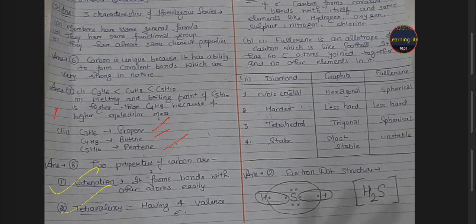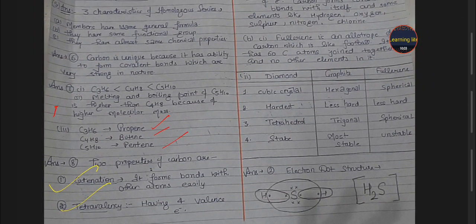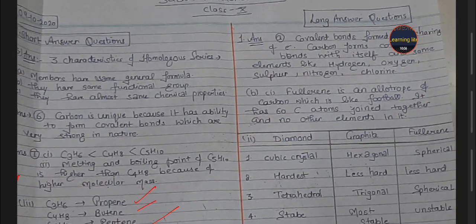Let's move to our long answer questions, students. The first long question given to you: covalent bonds. What are covalent bonds? What is fullerene and what is the difference between fullerene and other allotropes? So first part, what is the covalent bond, student? The bonds which are formed by the sharing of electrons are called covalent bonds, and by this covalent bonding carbon can form bonds with hydrogen, oxygen, sulfur, nitrogen and chlorine.